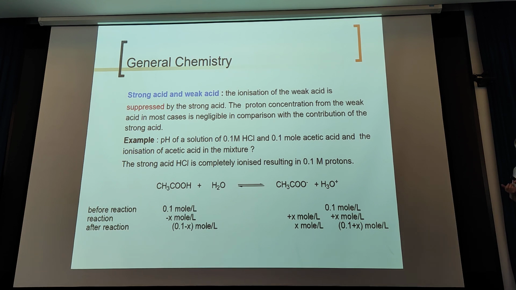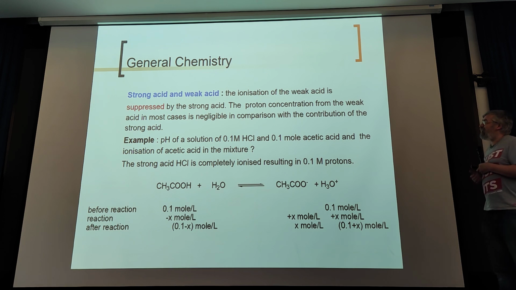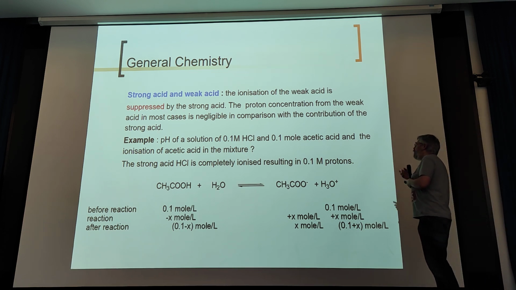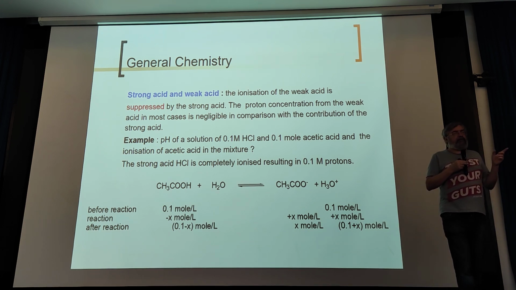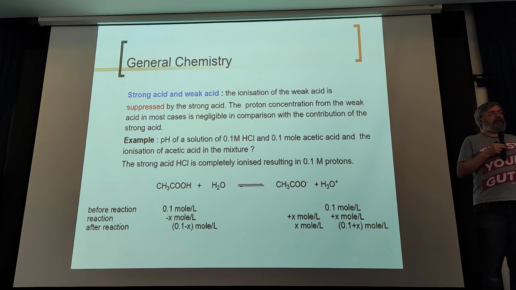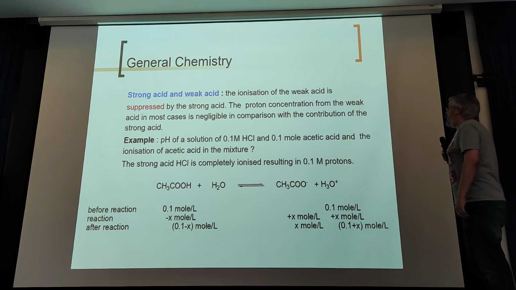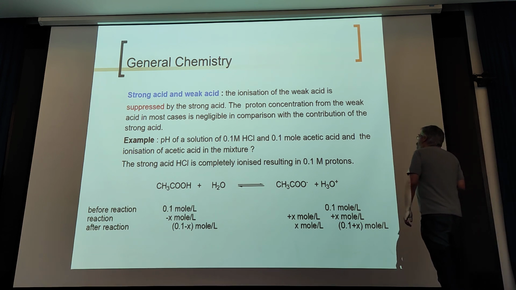Now, let's look at a mixture of strong and weak acids. A typical strong acid is HCl, and the weak acid is the one we saw previously, acetic acid. 0.1 mole acetic acid. That's the same concentration as we just calculated in that previous exercise. So we will see what the effect is.